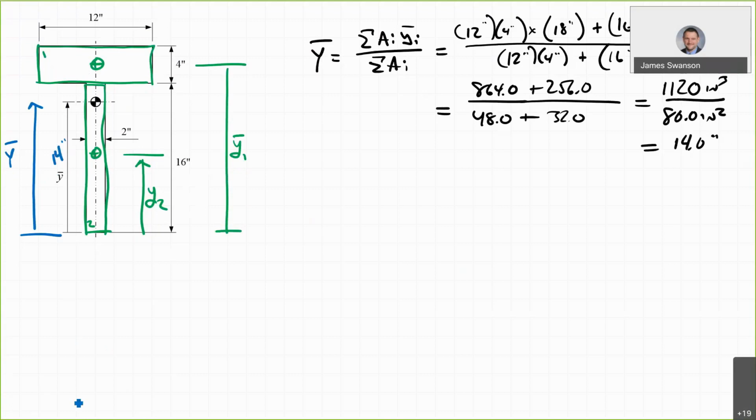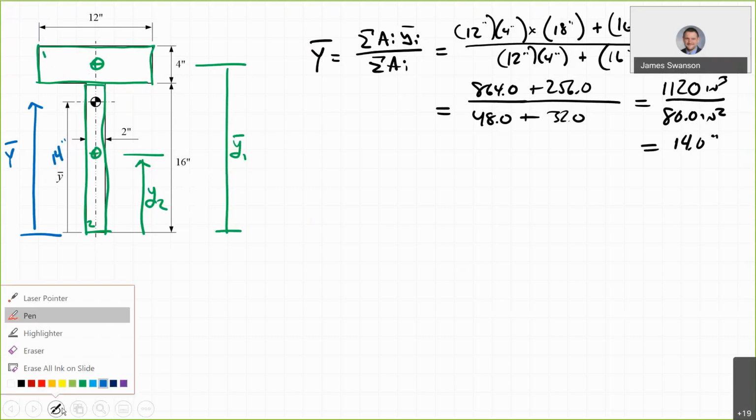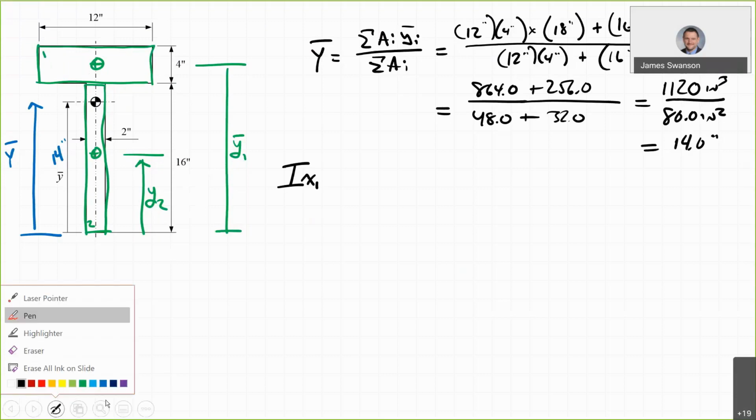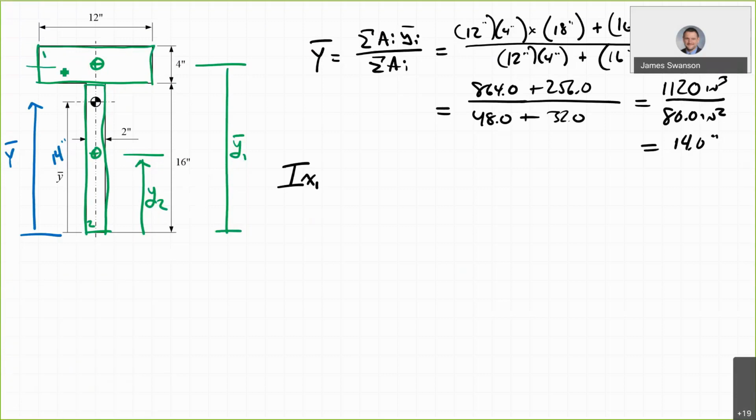So now what I can do is figure out what the moments of inertia are. I'm going to start off by writing the moment of inertia I of little x sub 1. Now what is little x sub 1? That is the centroidal axis that goes through the centroid of area 1. And this is going to be the x-axis that goes through the centroid of sub-area 2. Let's do 1 first.